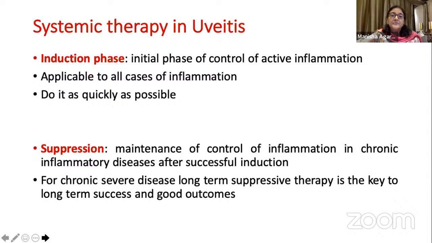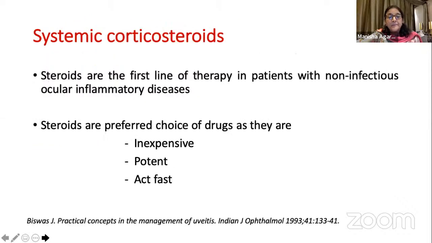As far as systemic therapy in uveitis is concerned, we have an induction phase, which is the initial phase of control of active inflammation, applicable to all cases of inflammation, and we have to do it as quickly as possible. The phase of suppression is primarily applicable to chronic severe diseases requiring long-term suppressive therapy, and that probably is the key to long-term success and good visual outcomes. As far as systemic steroids are concerned, they are the first line of therapy in patients with non-infectious ocular inflammatory diseases.